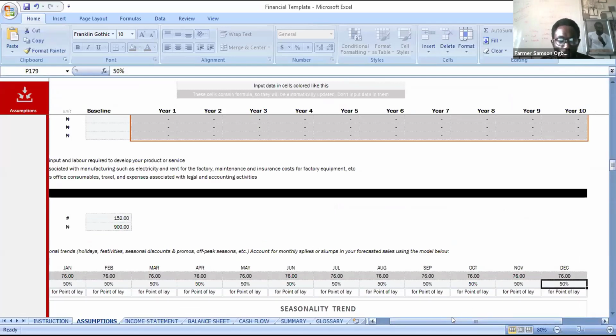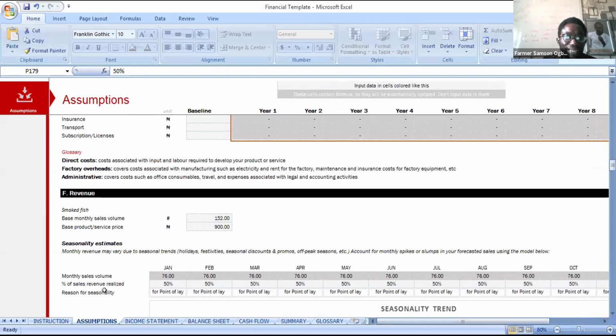Next is, let's go back. What is the percentage of sales revenue realized? For example, maybe in January, the percentage you realized was 30%. You fill it in, and it automatically adjusts.